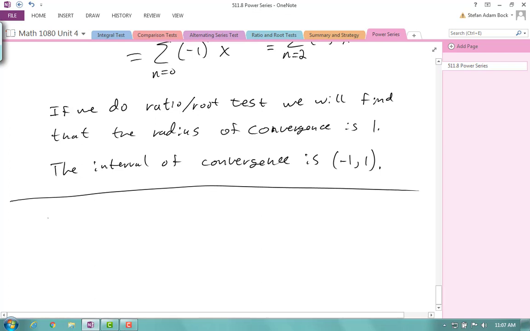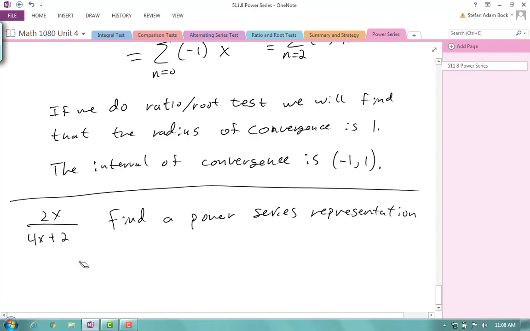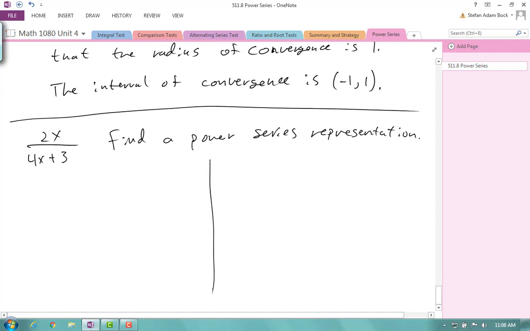What happens if I have 2x over 4x plus 2? There's actually a couple of different things I could do with this to find a power series representation. In fact, just so that this doesn't simplify, I'm going to change this 2 to a 3. And there's two ways to go about this, technically. One of them is better than the other.